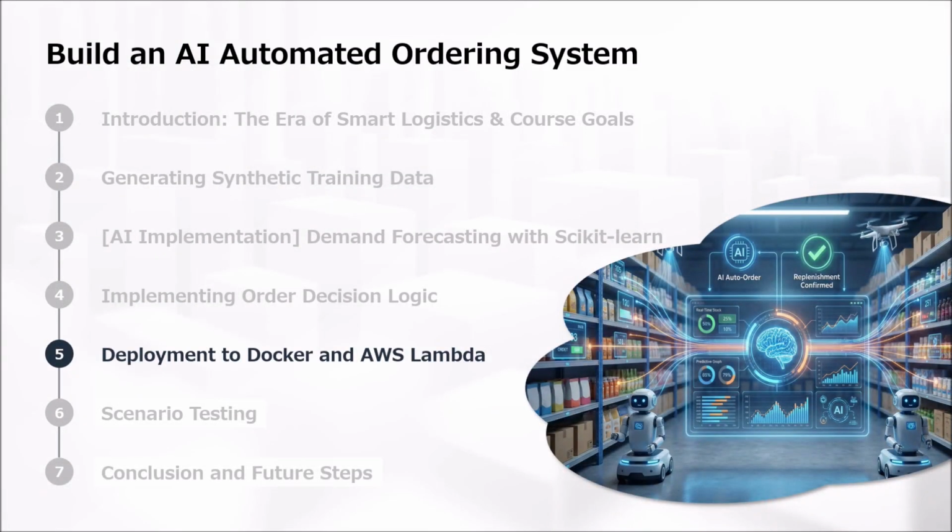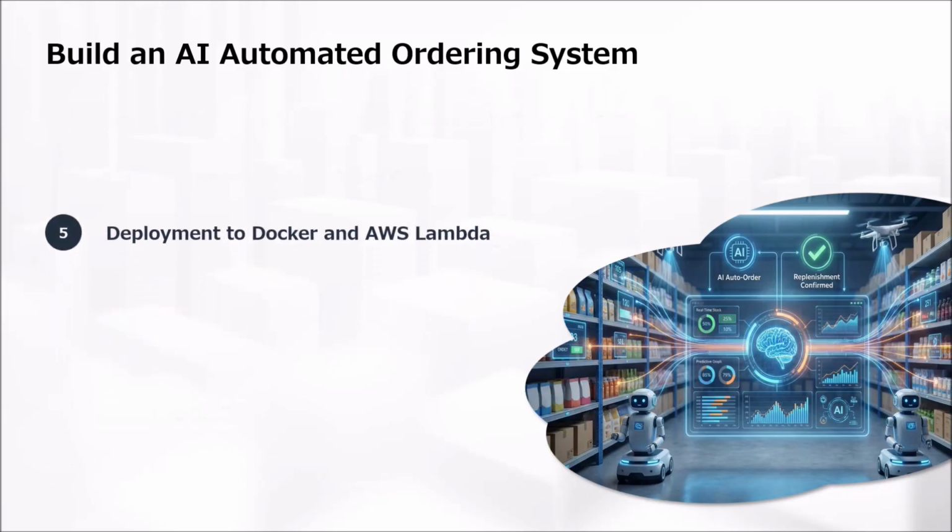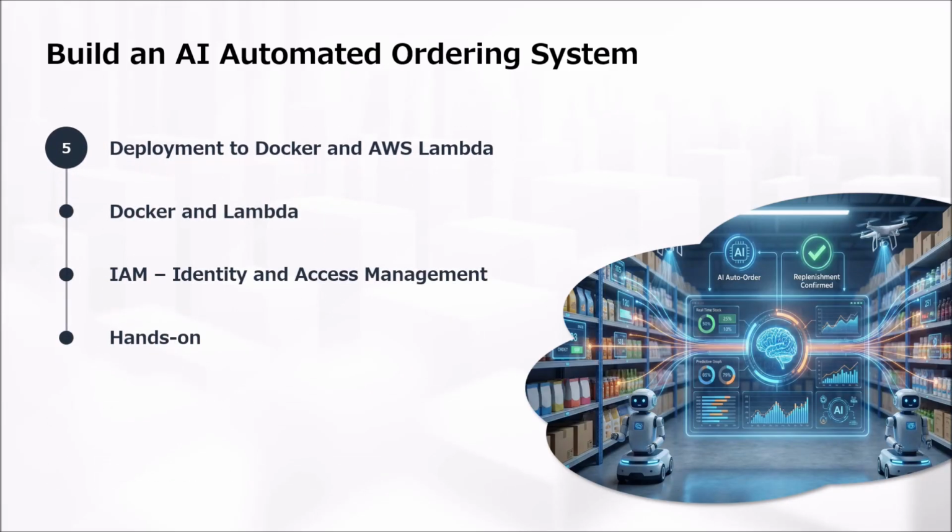Next, we move on to section 5, deployment to Docker and AWS Lambda. In this section, we will first introduce Docker containers and AWS Lambda, explaining why we chose this specific technology stack. Then, we will cover permission management using IAM, followed by the actual implementation on AWS. Let's start with Docker and Lambda.